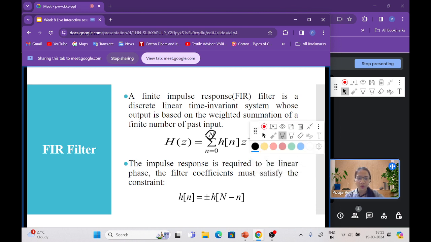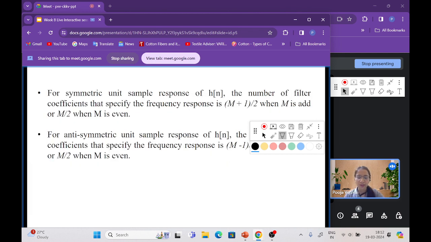The impulse response is required to have linear phase. The filter coefficients must satisfy the constraint. So the FIR filter must be linear phase. So h of n is equal to plus or minus h of capital N minus n. For a symmetric unit sample response h of n, the number of filter coefficients that specify the frequency response is M plus 1 by 2 when M is odd, and M by 2 when M is even. So it must be learned for symmetric unit sample.